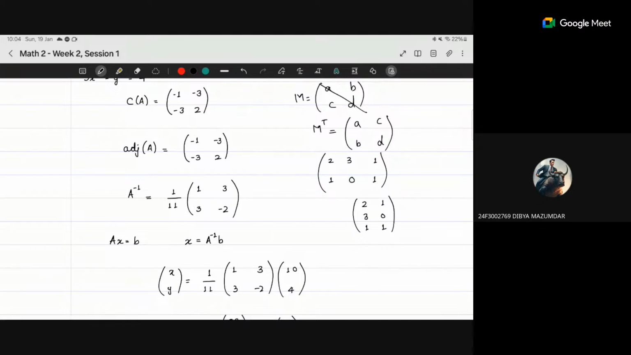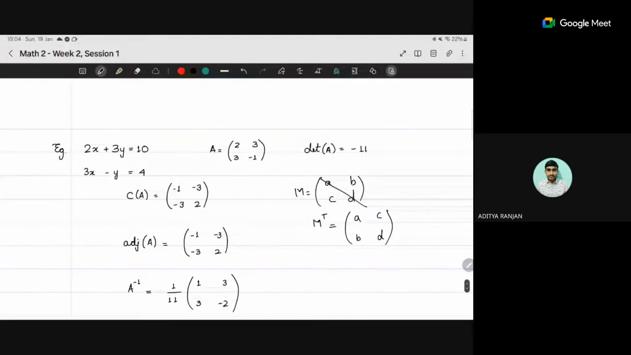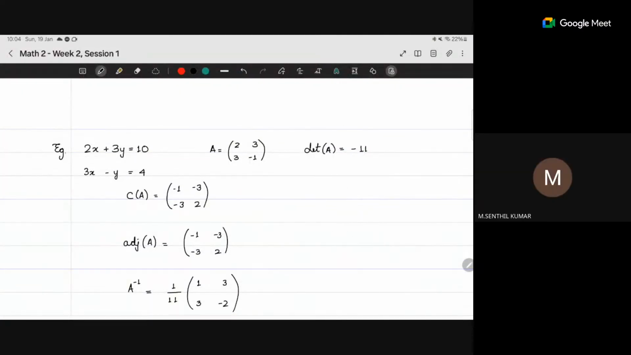Transpose can be done for any matrix, but determinant is only for square matrix. Is that okay? Can I explain this cofactor of -1, -3? This specific example, is it? Yes. In this case, what is the first element of the cofactor matrix?